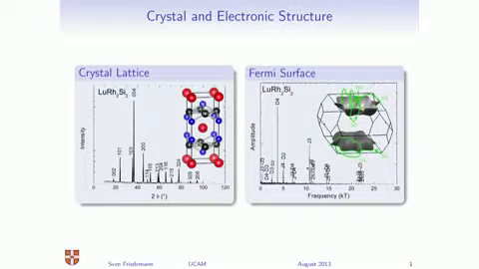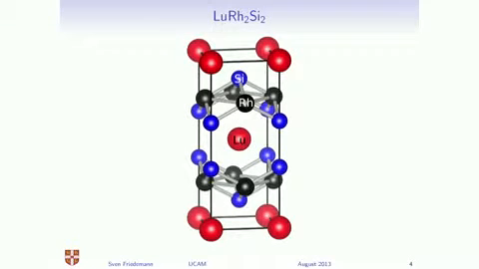Now, if we want to know the properties of a metal, we need to know its crystal structure, and we usually deduce this from X-ray diffraction measurements. The other important bit is the electronic structure, and here quantum oscillation measurements are a very powerful probe. So now we have investigated LuRh2Si2, which has a tetragonal crystal structure.